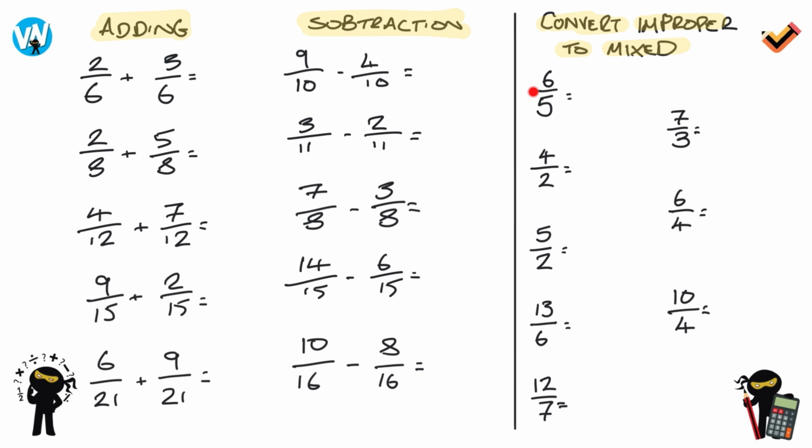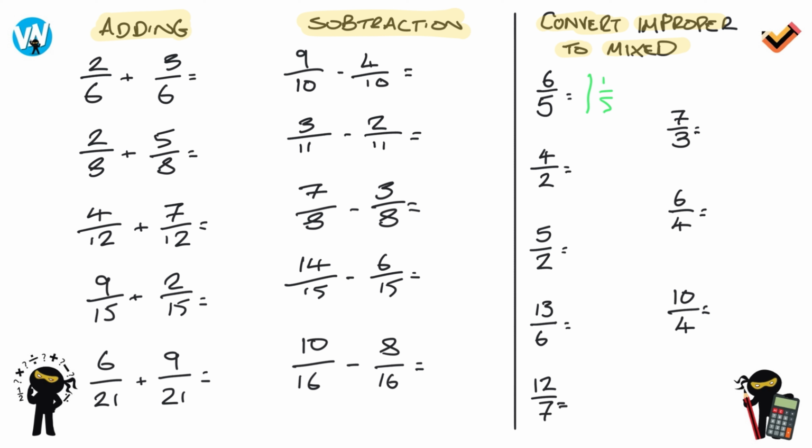And again, I've just got some practice over here for converting improper fractions to mixed numbers. So if we were going to do the first one, remember the strategy is basically dividing the bottom number into the top. So how many 5s in this first one? How many 5s would we get in 6? Well, we would get 1 whole, wouldn't we? And there would be 1/5 remaining, because we're dealing with fifths.